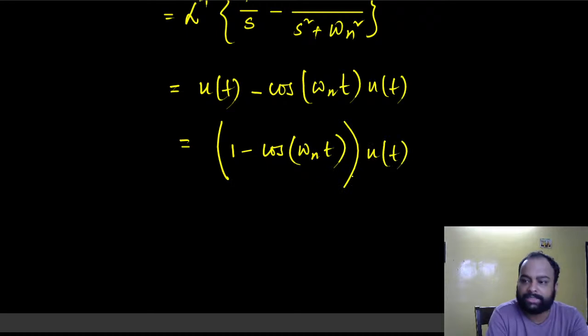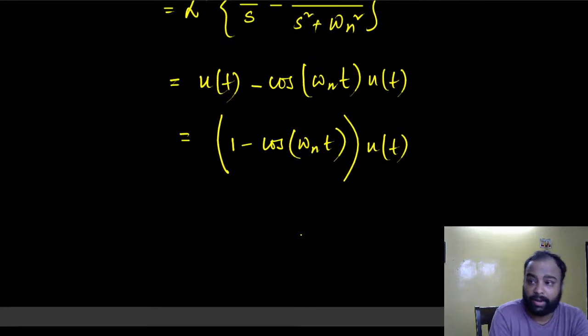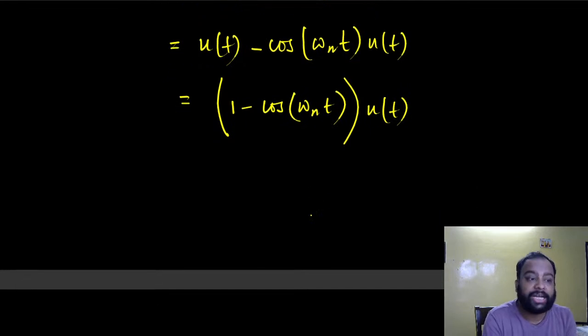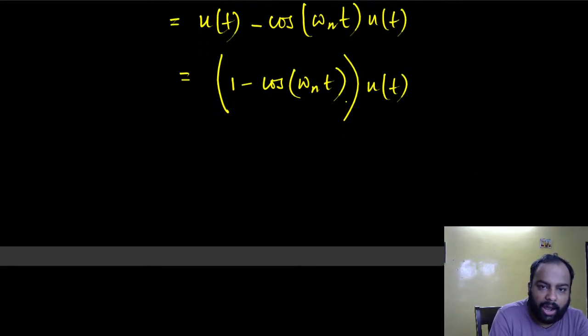Of course, what is the purpose of u(t) here? Just to denote that the output of the system is 0 when time is less than 0. When t is greater than 0, only then is the output of the system non-zero. That's the output of the system when zeta has a value of 0. So let's plot this. Let's try to figure out what the plot of this one would look like.